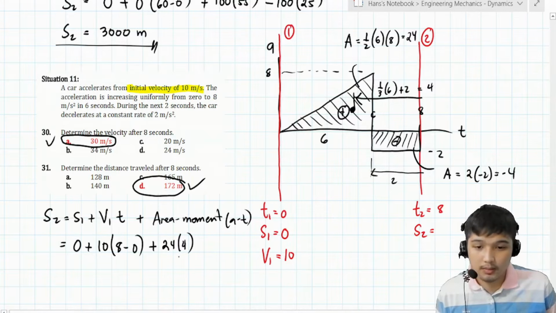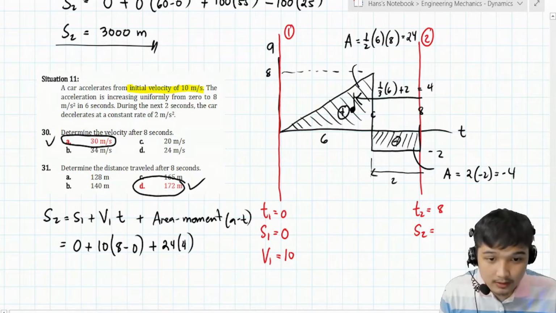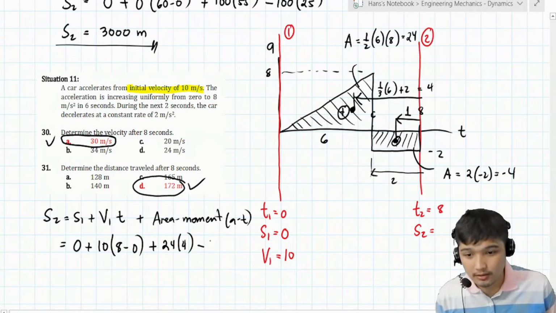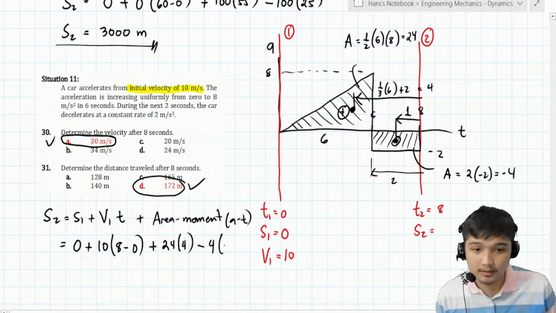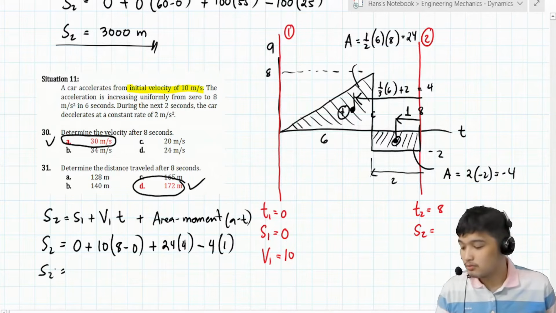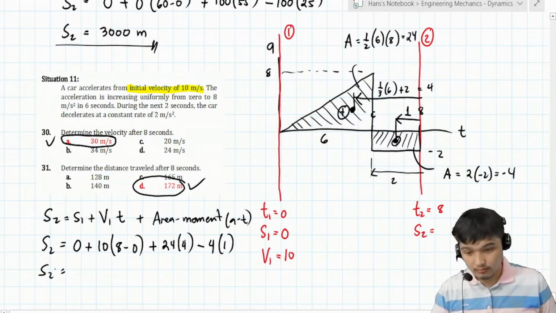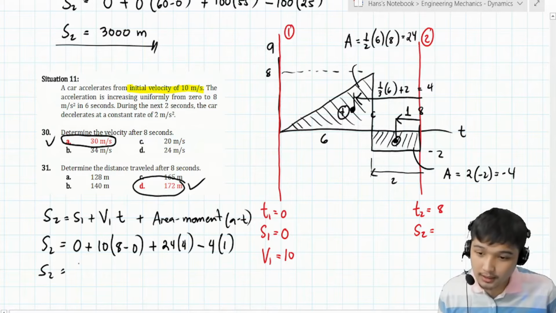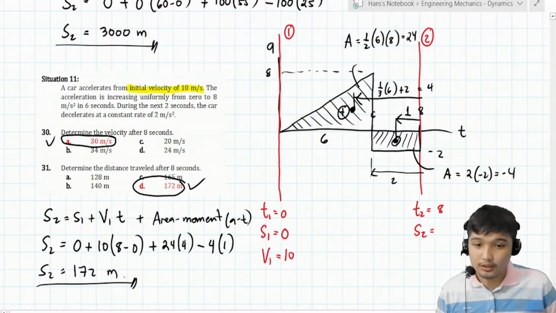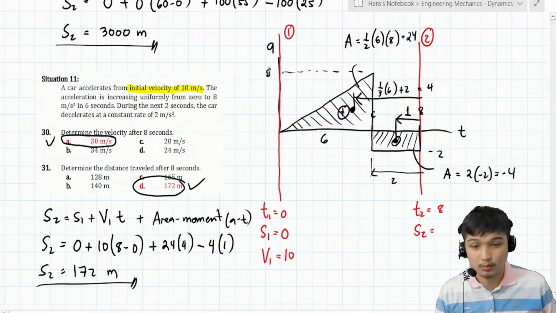Okay? Plus yung moment ng negative area. So, ito yung centroid. Okay, so yung distance is 1. Okay, so lagyan natin minus 4, yung area, times 1. Okay? So, what is now yung S2? So, sagot is 172 meters. So, as you can see, tama siya from the choices. And then nakikita mo, class, no? Direct to the point, no?